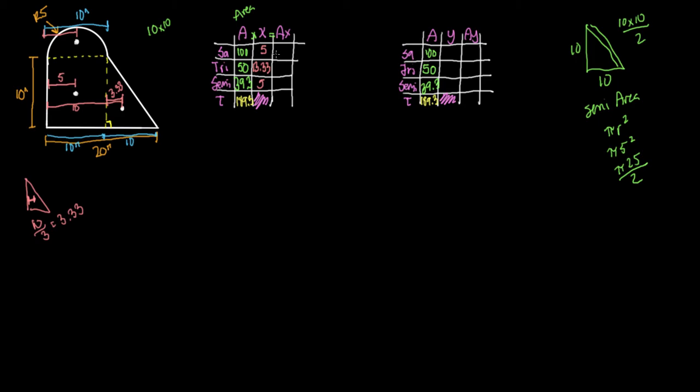Okay, we're going to do a little math. So 100 times 5 is 500. 50 times 13.33, 665. I rounded a little bit, so just so you know. And then 39.3 times 5 is 196.5. In this column, in total, we're going to add them together.